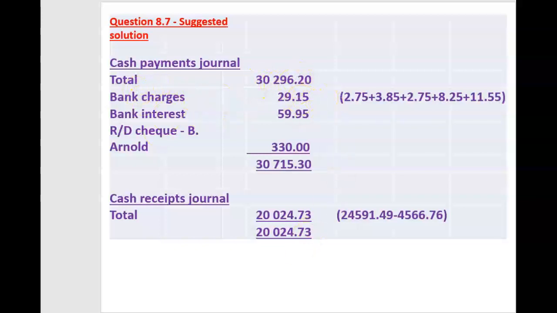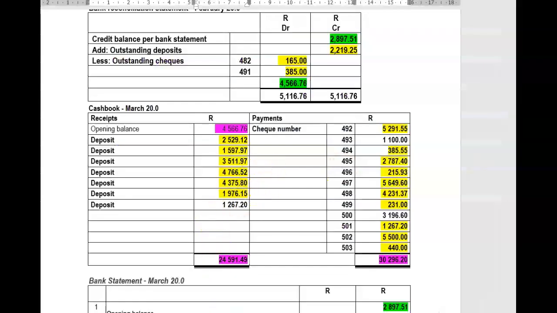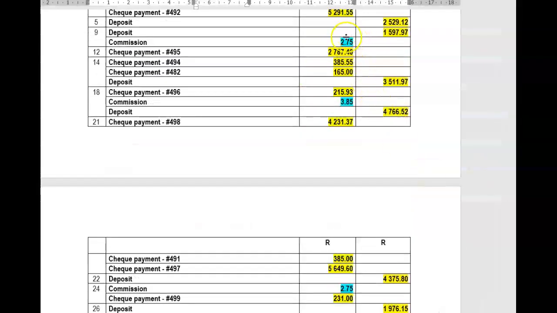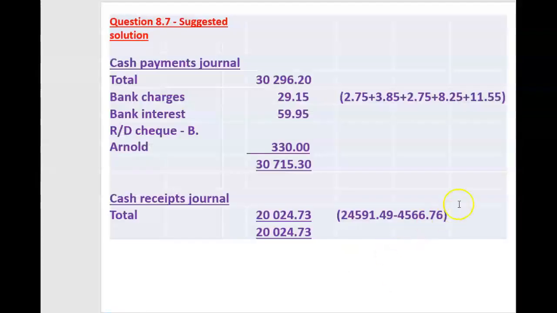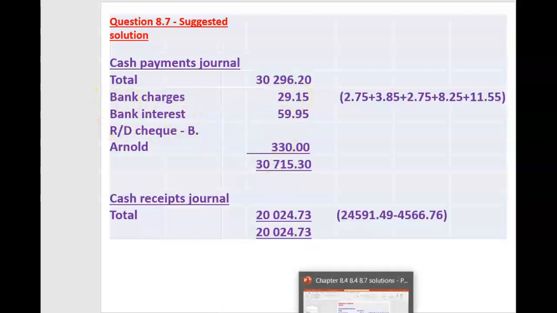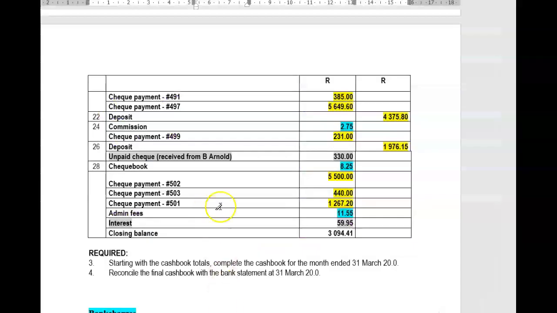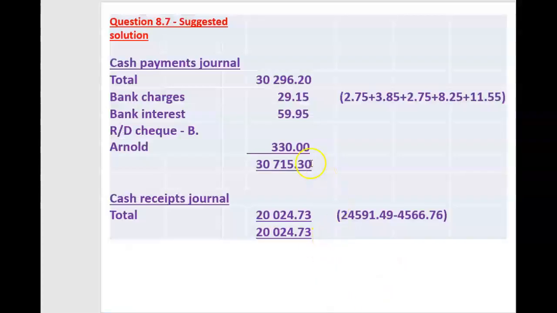We have posted the additional blue ones here, which amounts to R29.50. That's the R2.75, the R3.85, etc. And those are the items that we've colored in blue. The bank charges, R3.85, R2.75, and then R8.25 and R11.55. So if we add them all together, it gives us bank charges. It will be part of our payments, R29.15. Bank interest, that was one of the grey ones that we had here. There's the interest, R59.95, and there was our RD check of R330.